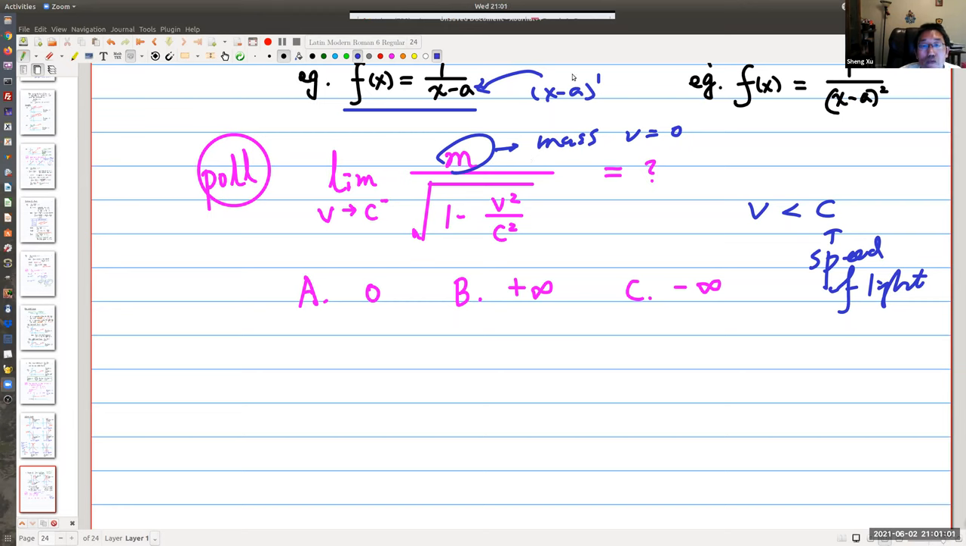Positive infinity, yes. Why is it positive infinity? So first, you know, square roots give you a positive number, right? m is a mass, right? It's positive, right? So it should be positive infinity. Why is it positive infinity?